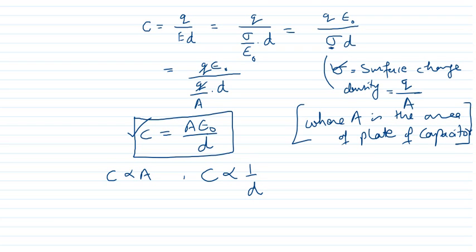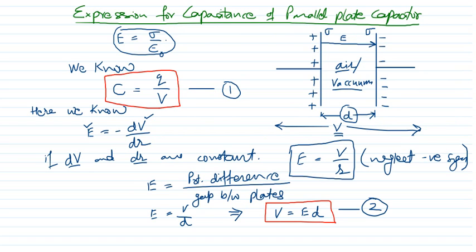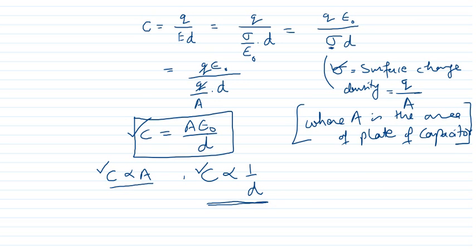If area is large, capacity is large. If the gap between the plates is small, capacity is large. Therefore, for this capacitor to have more capacity, these sheets should be very close to each other. Small will be the D, more will be the C, that is the capacity. So from this we come to know that C is equal to A epsilon naught upon D.